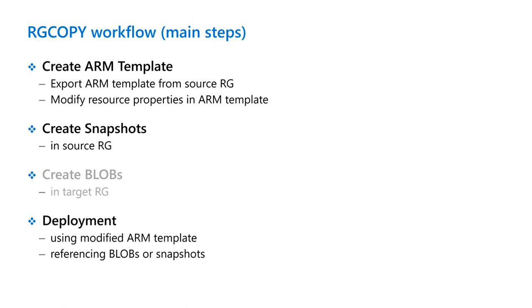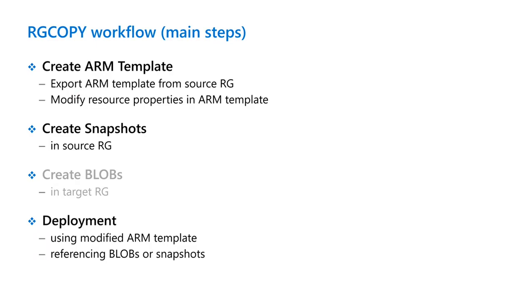If the copy process just fails for a single or a few blobs, then you do not need to repeat everything. RGCOPY has some parameters that allow you to continue a failed blob copy process. The last step is deploying the resources in the target resource group using the created ARM template. Keep in mind that this automatically starts all VMs. However, there is an RGCOPY parameter that automatically stops these VMs again after successful deployment.